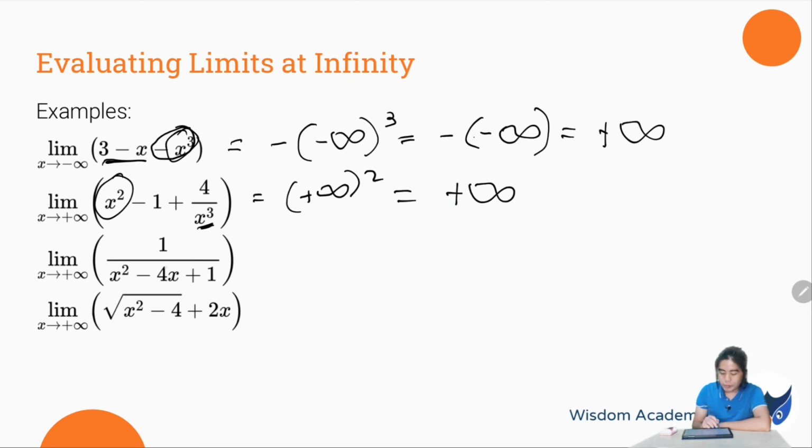Okay. So, what about this? A rational function. The same thing, since the denominator is also just a polynomial. So, if we take this, it becomes 1 over positive infinity squared, which is 1 over infinity, which is equal to 0. Since in the first theorem we taught, a constant over infinity is equal to 0.